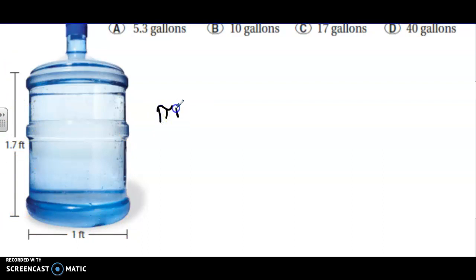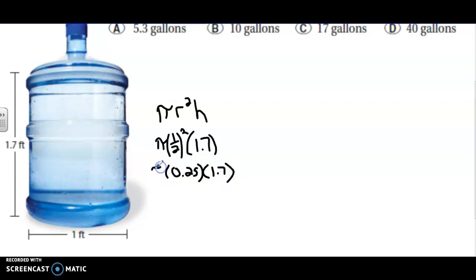Well, the volume would be pi r squared h. So we have pi. Our radius is a half, because it would be half of 1. 1 is the diameter, the radius would be a half, and the height would be 1.7. So if I do 1/2 squared, I would get 1/4, or 0.25, and 0.25 times 1.7 times pi would give me 0.425 pi. Multiply by the pi button on the calculator, and I'd get 1.34 cubic feet.